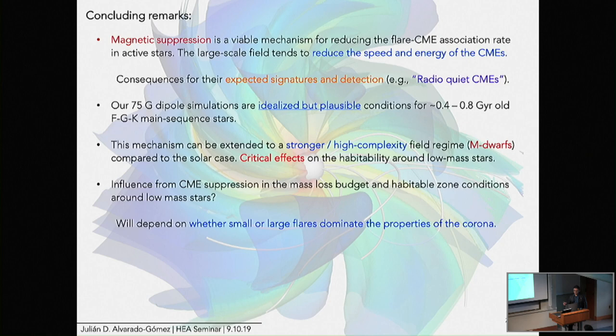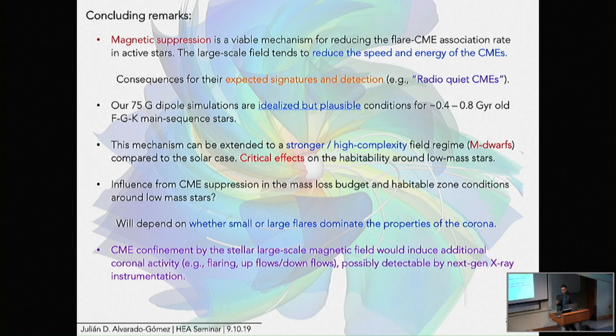It will depend on whether large flares or small flares dominate the properties of the corona, and this is a question that can be easily answered by X-ray emissions. And the CME confinement by the large-scale field will also induce different coronal activity in the form of different types of flaring, upflows, downflows, and maybe that could be detected by next-generation X-ray instrumentation. The bottom line here, maybe not for this audience, is that we need to move away from this flare-to-CME association with stars because it doesn't work.